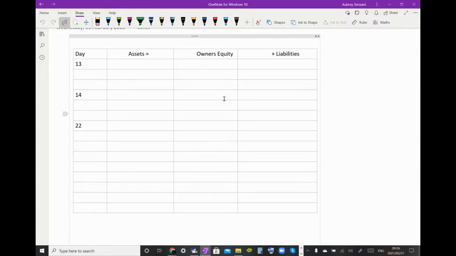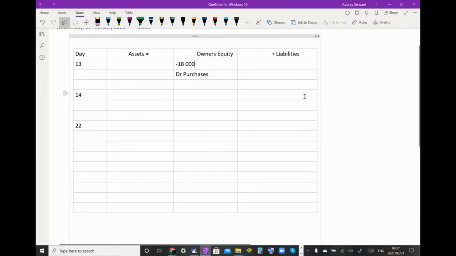Okay? So let's see how this is supposed to be recorded. So we won't even go to assets. We'll go straight to owner's equity. Because remember, purchases account is an expense. So let me actually start with that. We're going to debit purchases because we just incurred an expense. And then here we're going to put a negative. How much did we buy these goods for? 18,000.